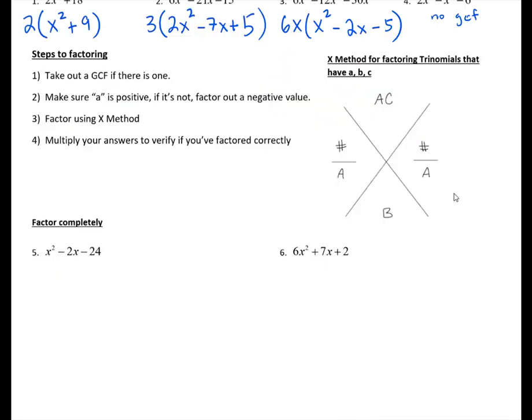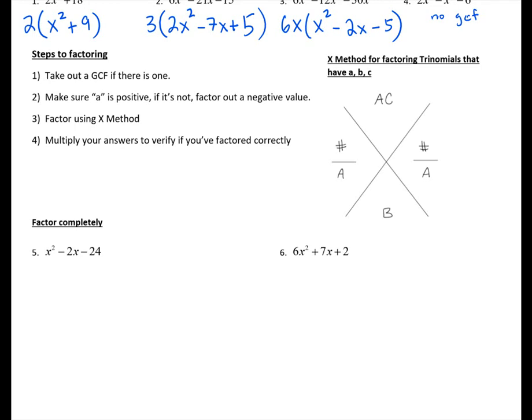Okay. All right, some steps to factoring. So here are some general steps to factoring. So the first thing we always do is we always take out a GCF if there is one. The second step, we make sure A is positive. If it's not, we factor out a negative value to make it positive. 3 is we'll factor it using the X method. And 4, we multiply your answers to verify. So if you want to check if your answers are correct, you can multiply them to make sure that you did it correctly.